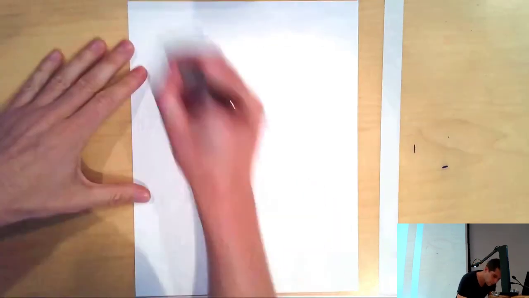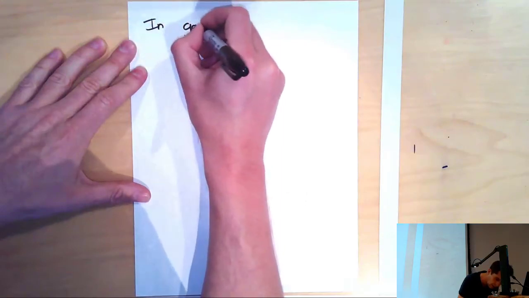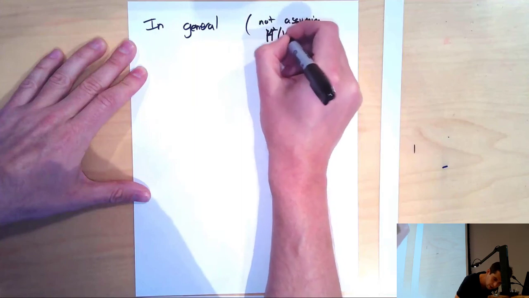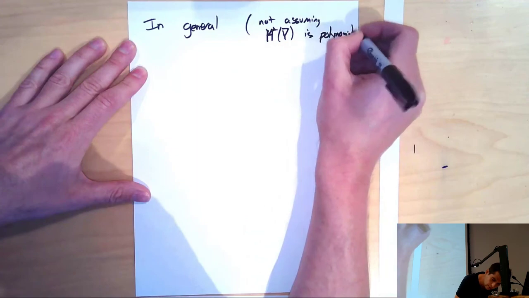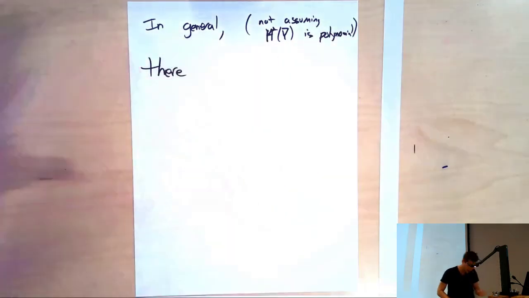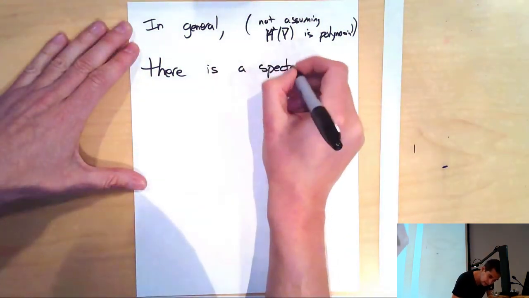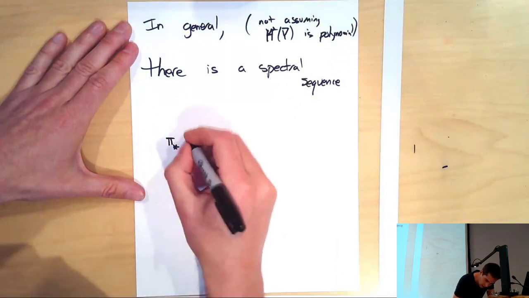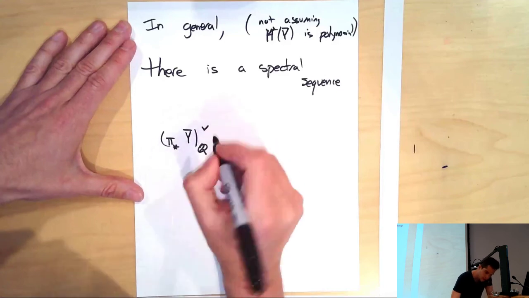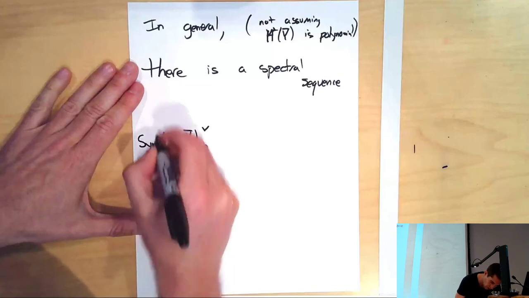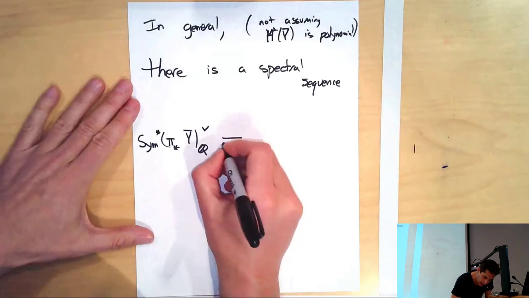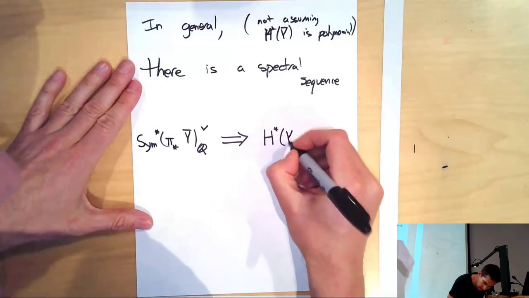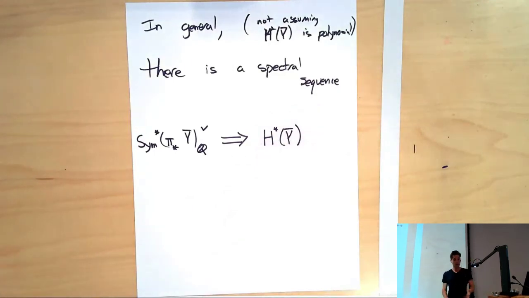And so let me say, in general, meaning not assuming that the cohomology of Y-bar is polynomial, the relationship can be described by a spectral sequence. There's a spectral sequence where you start with the symmetric algebra on the dual. You take the l-adic homotopy groups of Y-bar and dualize them and take the symmetric algebra. And this is the E2 page of your spectral sequence. And at the end, you get the associated graded for some filtration on the l-adic cohomology of Y-bar.